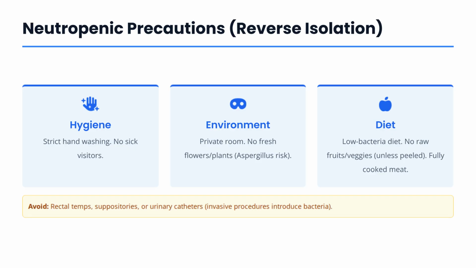This includes strict hand washing, no sick visitors, and a private room. The environment should exclude fresh flowers or plants due to aspergillus risk. The diet must be low bacteria with only fully cooked or peeled foods.